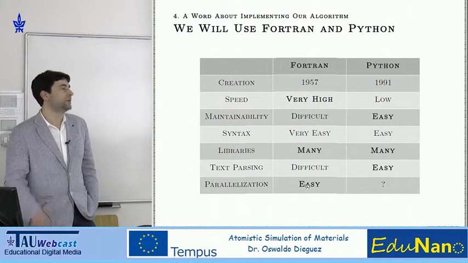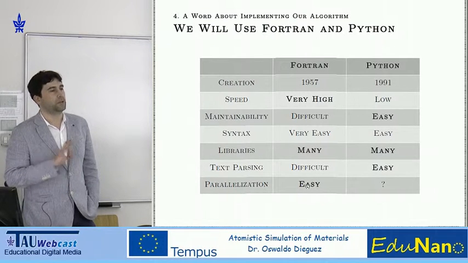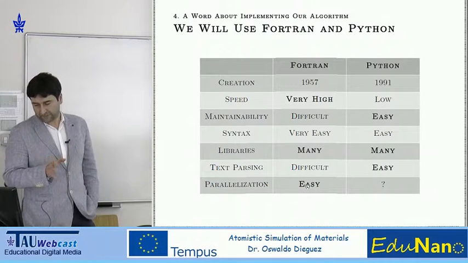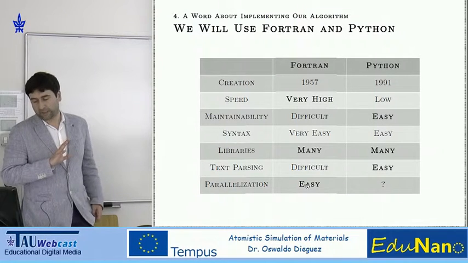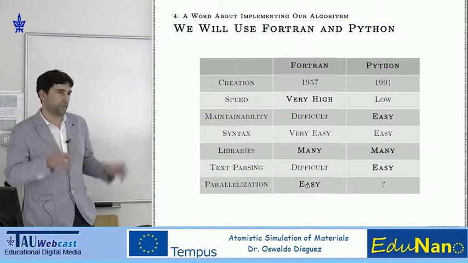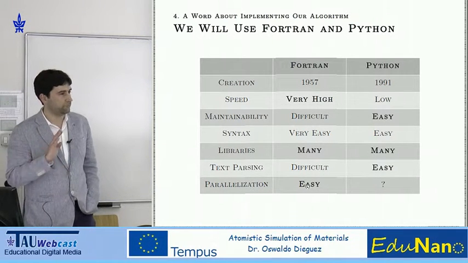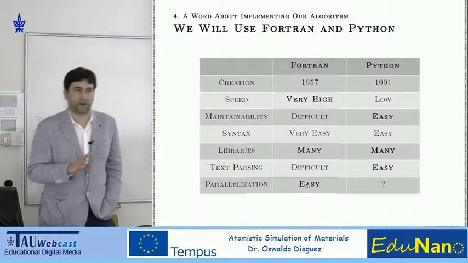You use some parallelization libraries that are quite simple to handle, and the matching between Fortran and these libraries is very good. It has been done for a long time, so it's very robust. It's basically very simple to parallelize Fortran.